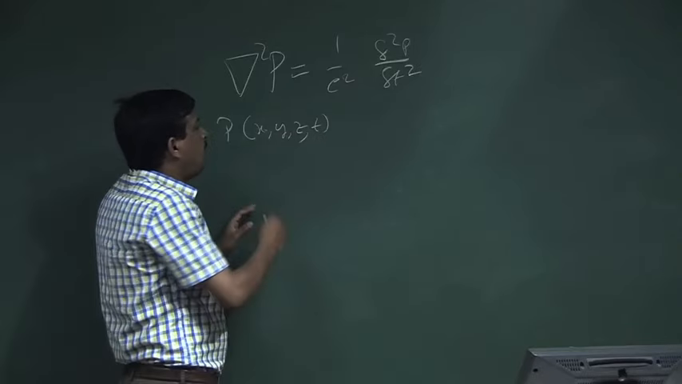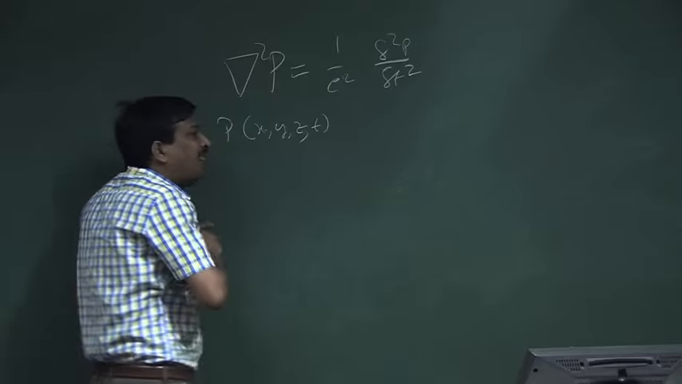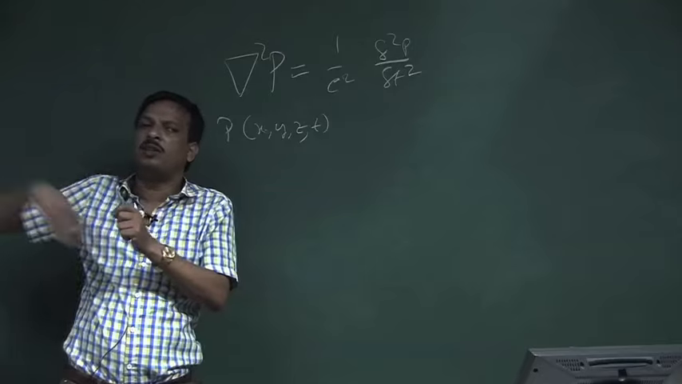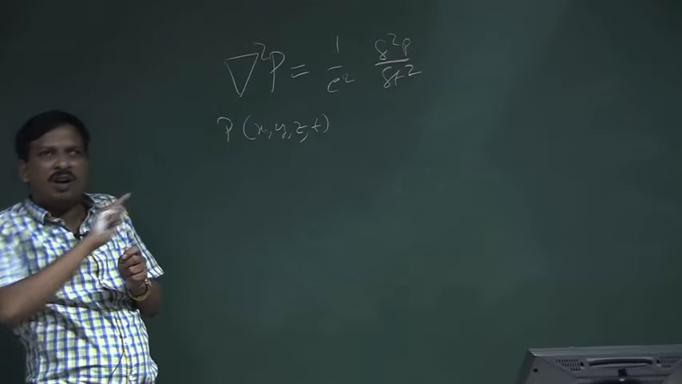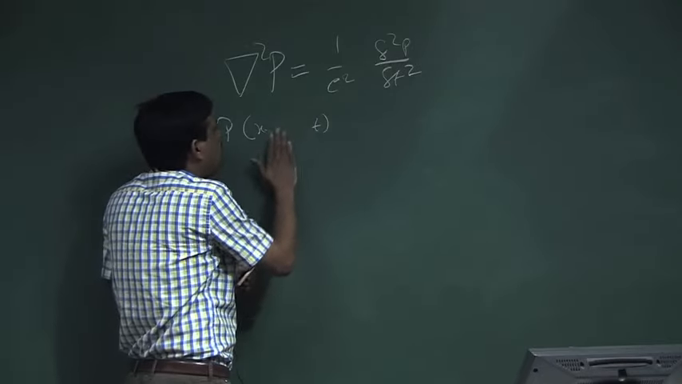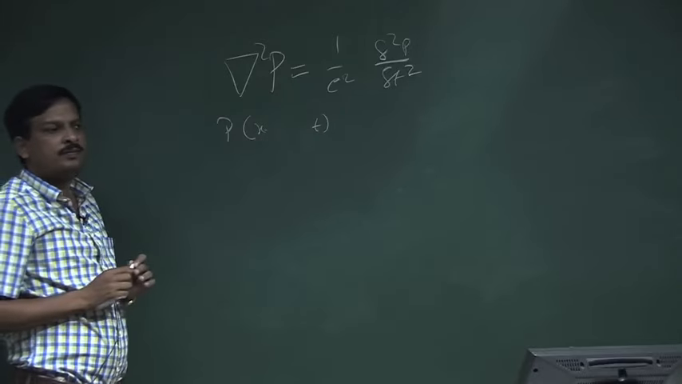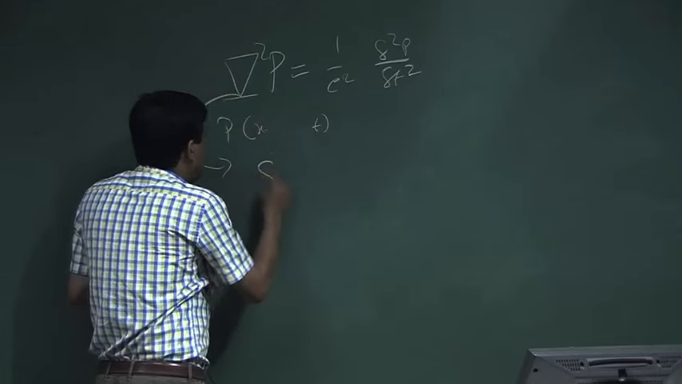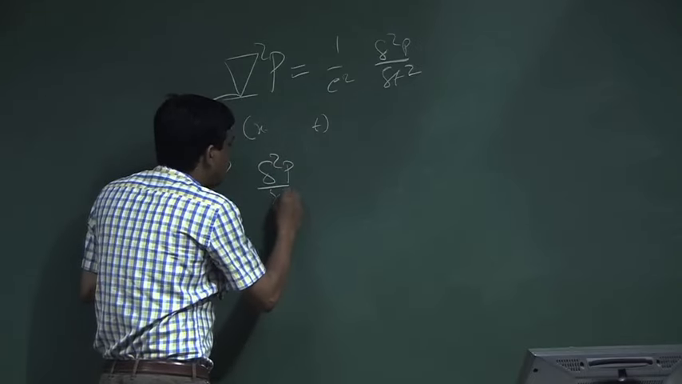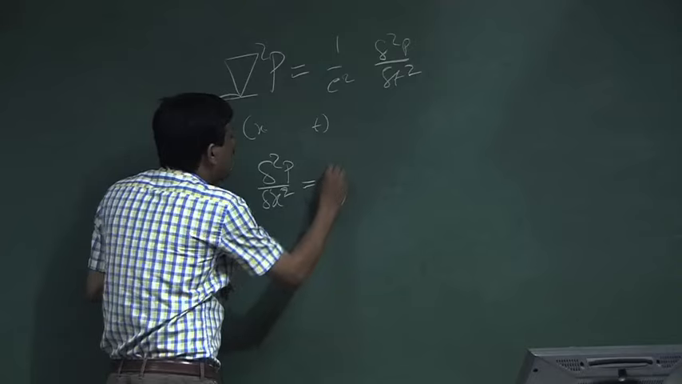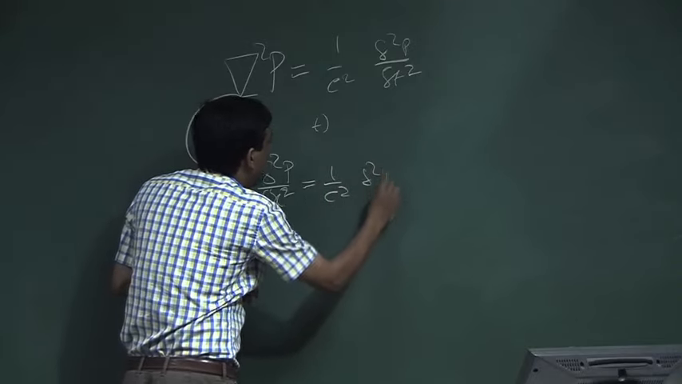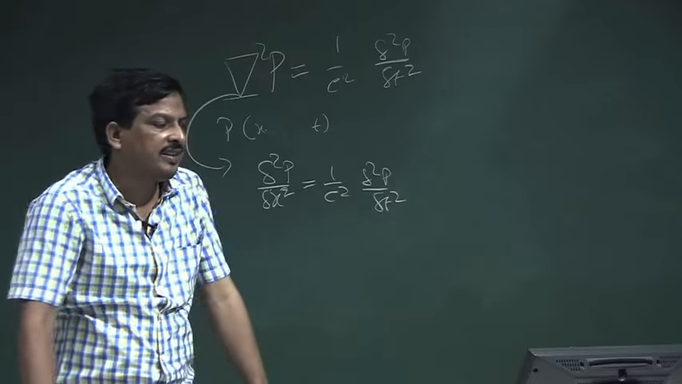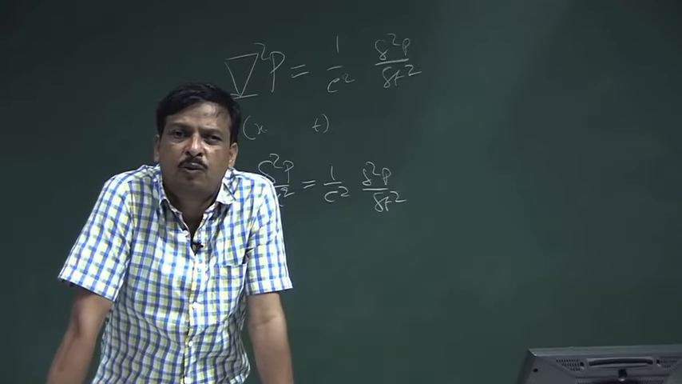Let us say the plane wave propagates along the x axis only. Let us say there is no propagation in the z and y axes. So if the plane wave propagates along the x axis only, p is a function of x and t only. In that case, this becomes del square p by del x square is equal to 1 by c square del square p by del t square. This is a second order differential equation.